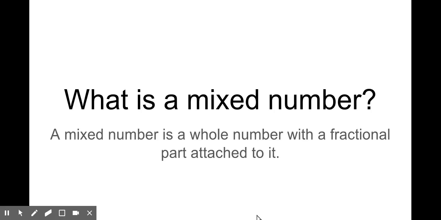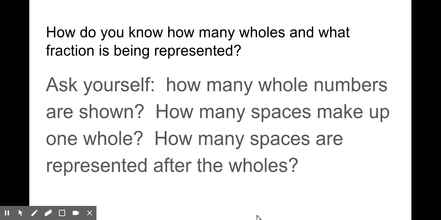So let's go back and revisit. What is a mixed number? A mixed number has a whole number part and a fractional part attached to it. So it's got some wholes. It might be 1 whole, 2 wholes, 3 wholes, 10 wholes. You don't know. Some whole portion and then a fractional part also.